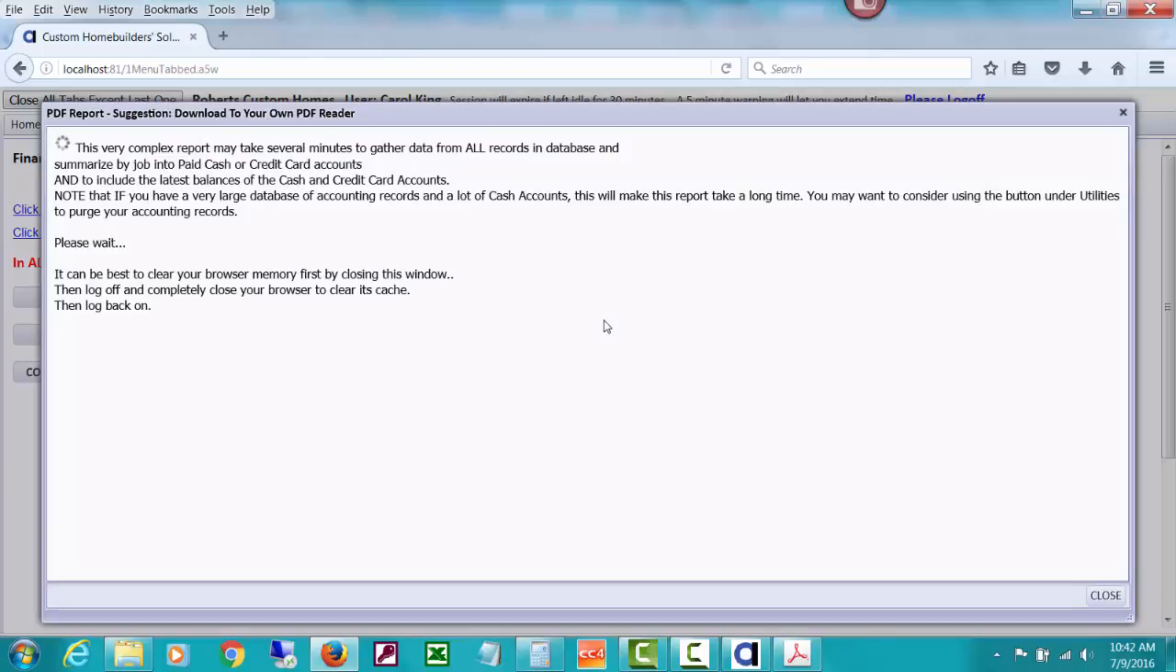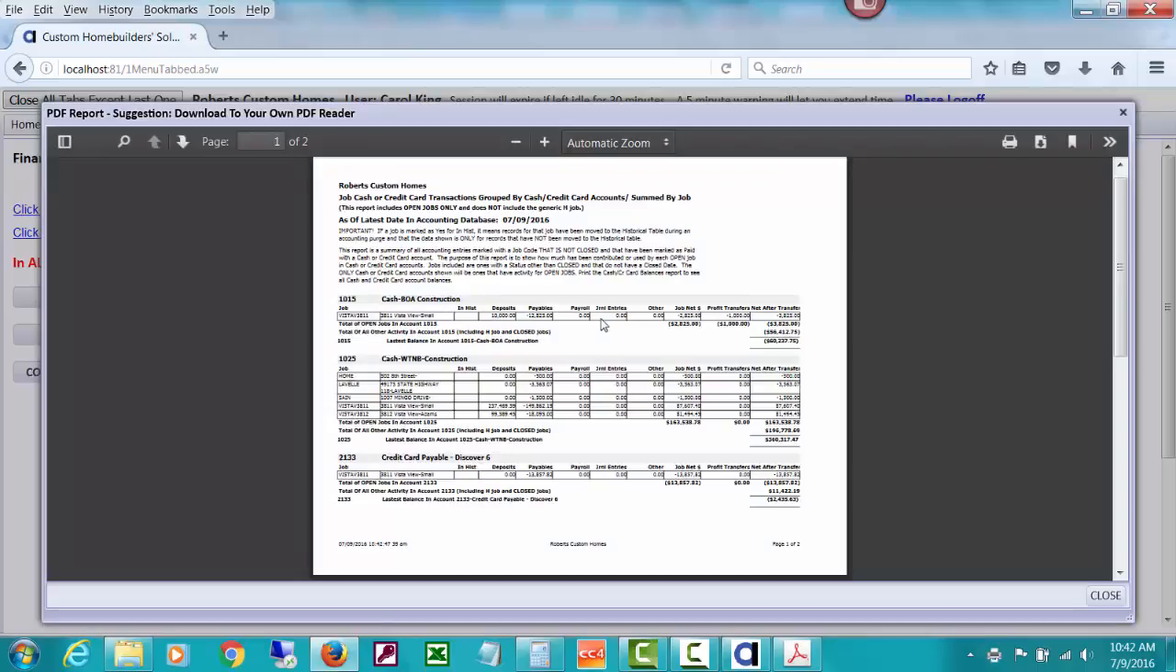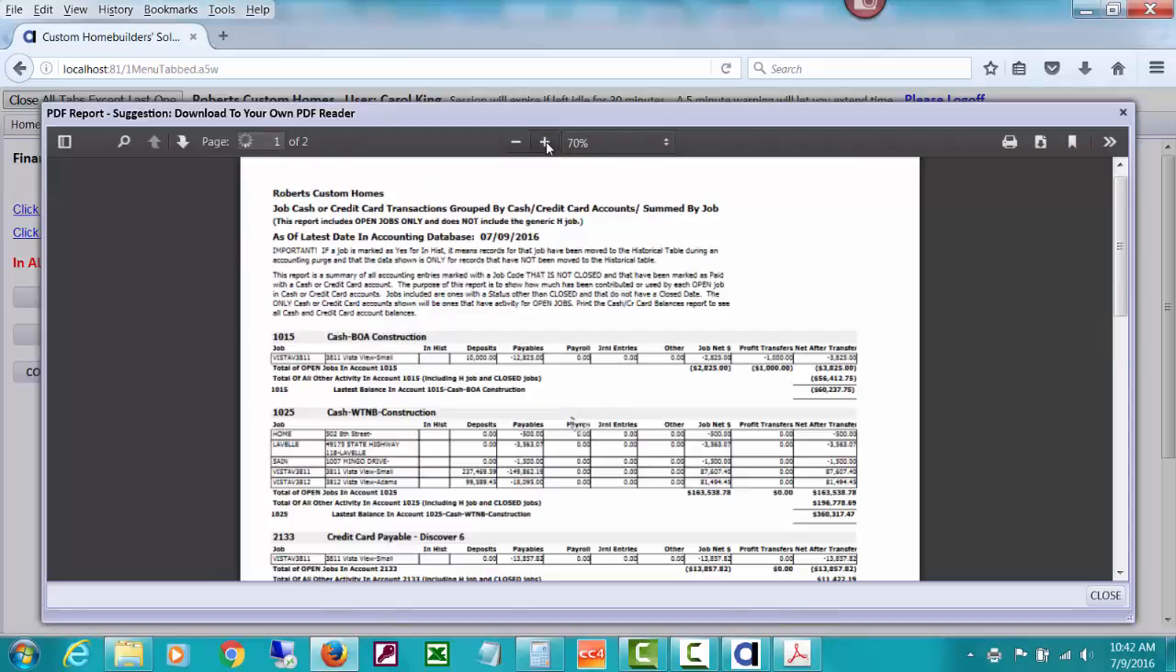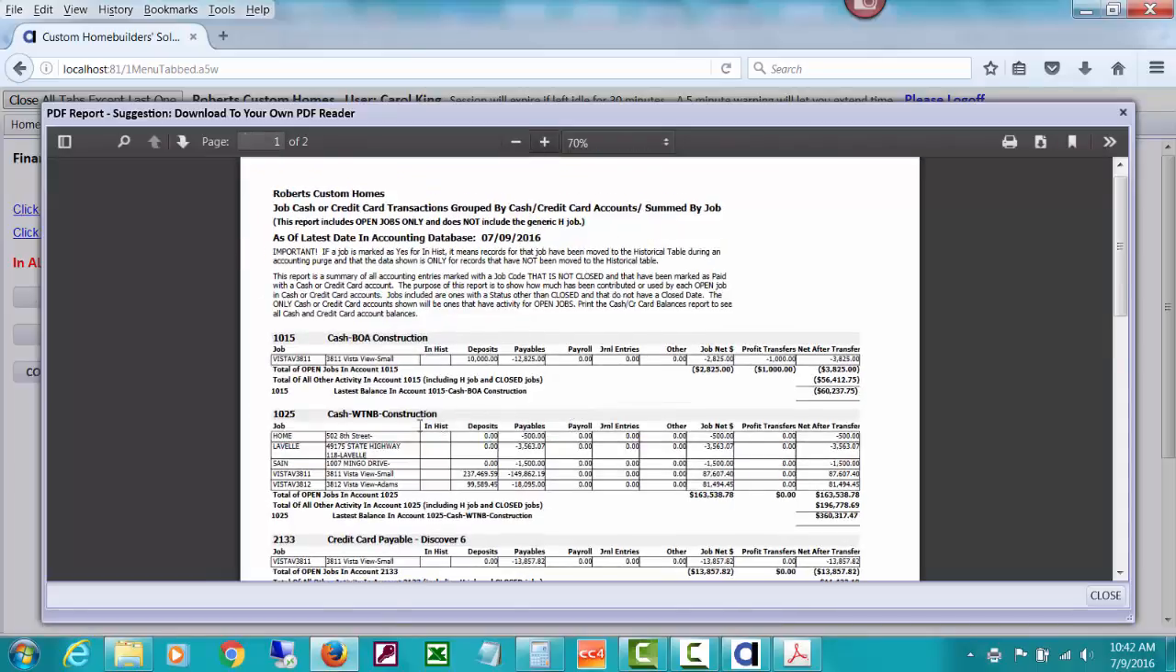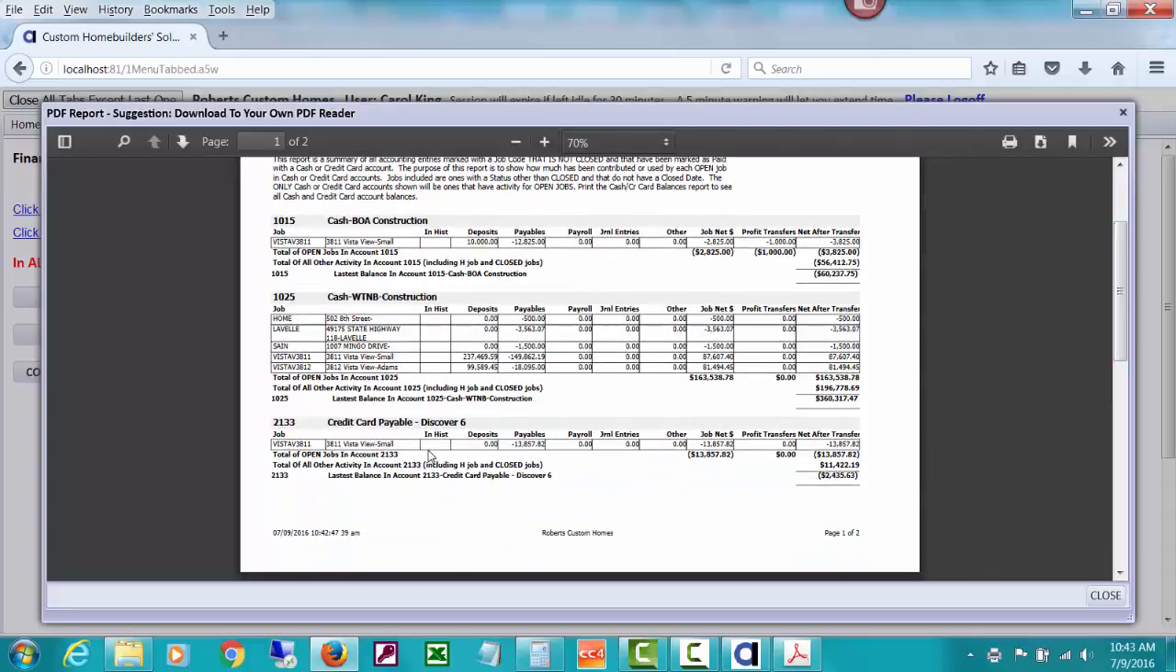So instead of grouping by the checking account, by the job, it's grouping by the checking account or the credit card account. So you can see this checking account, and then you see jobs, and then you see their deposits, etc. So you can see which jobs have been contributing to the checking account, which ones have been pulling on the checking accounts or minus amounts. And you can see on the credit card payables which job you've been paying with a credit card and how much that's pulling.